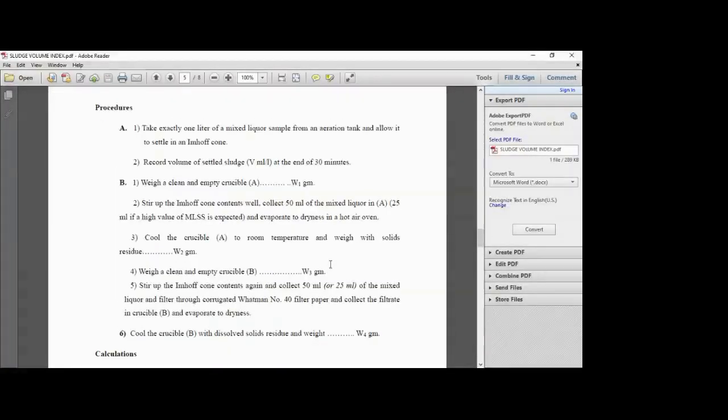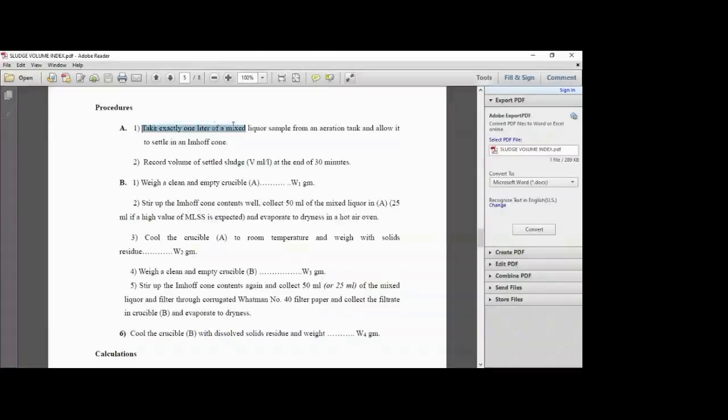So what we are going to do first is take exactly 1 liter of mixed liquor sample. So what is this mixed liquor sample? Mixed liquor sample is the sample that we have collected from the output side of your aeration tank, right? After all the aeration has completed, the sample is collected from the aeration tank, and this is called the mixed liquor sample.